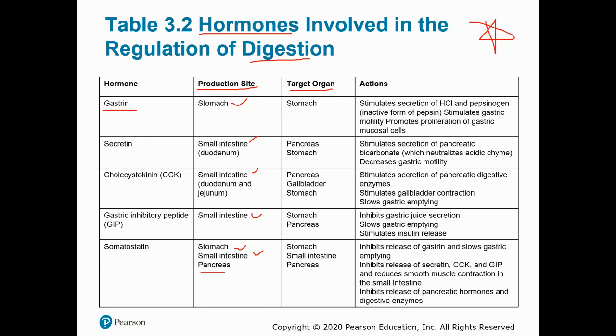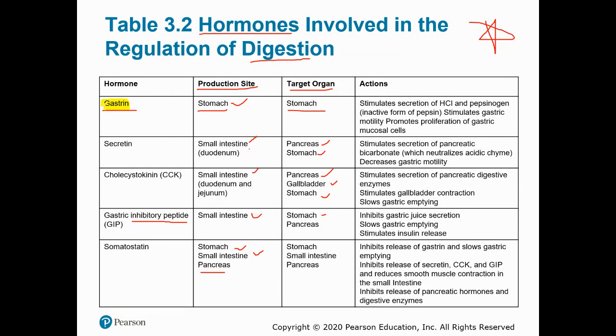Gastrin, though, we said this earlier, gastrin is produced by the stomach and acts on the stomach. But these other ones, so small intestine, secretin produced by small intestine acts on the pancreas and the stomach. CCK produced by small intestine acts on pancreas, gallbladder, stomach. GIP, gastric inhibitory peptide, produced by small intestine acts on stomach, pancreas, and so on and so forth. So pay attention to production and target organ, but also see what you can do to try to understand the words, right?